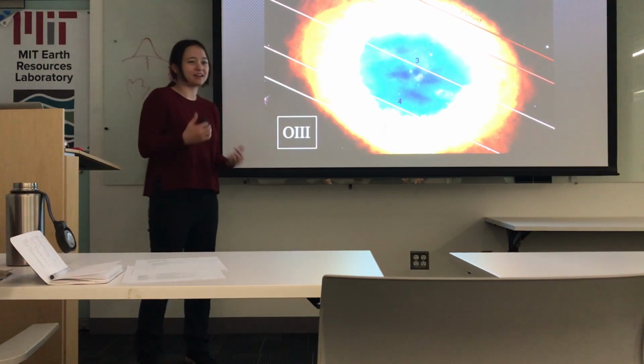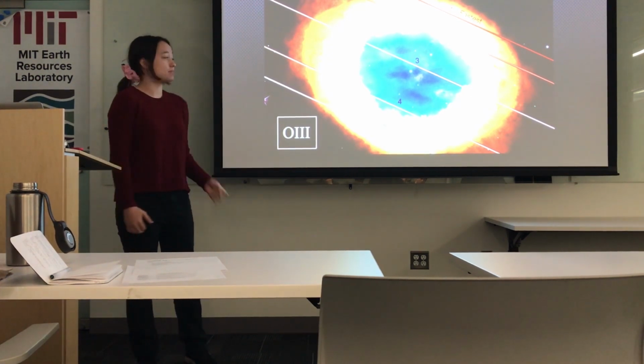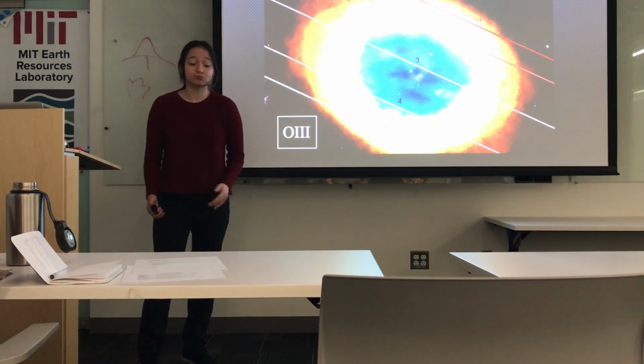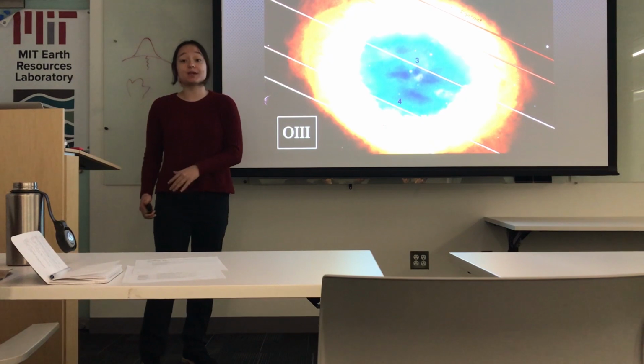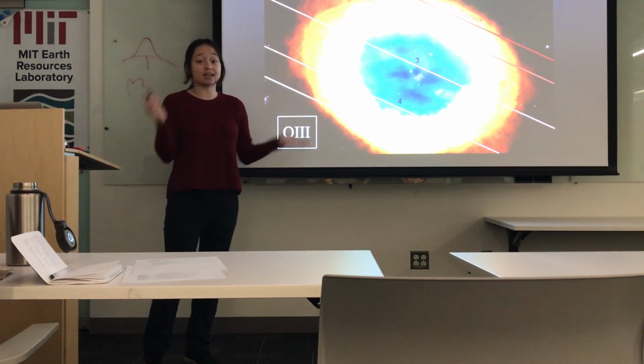To try and find an explanation for this gradient, I scoured the literature, and I found a paper that talked about the expansion rates of the gas of the nebula. And it said that the expansion rate of the gas at the center was slower than the expansion rate of the gas at the edges.